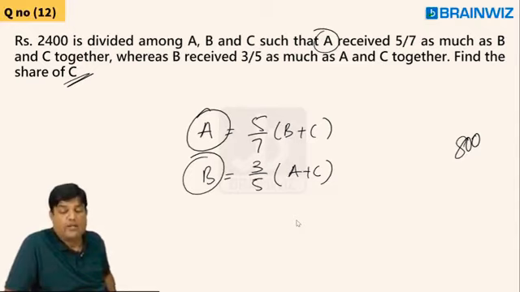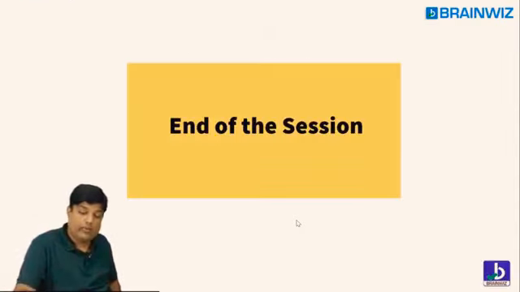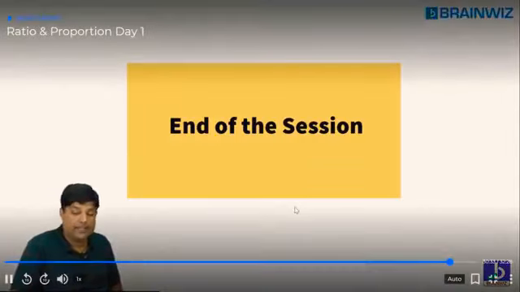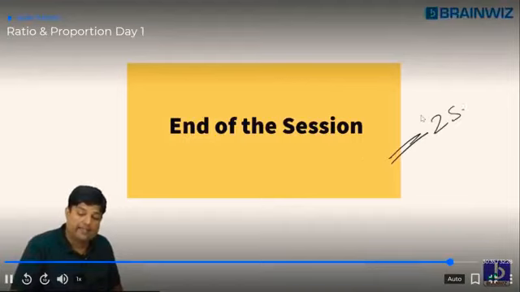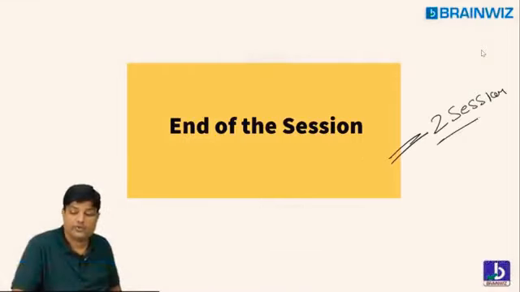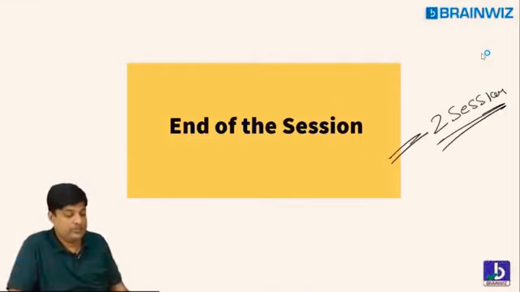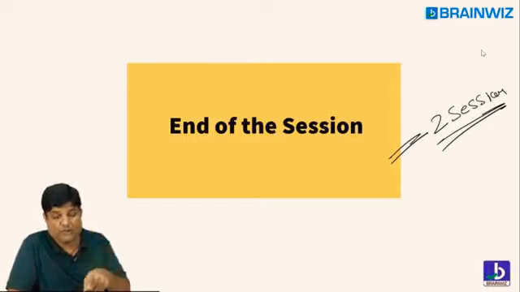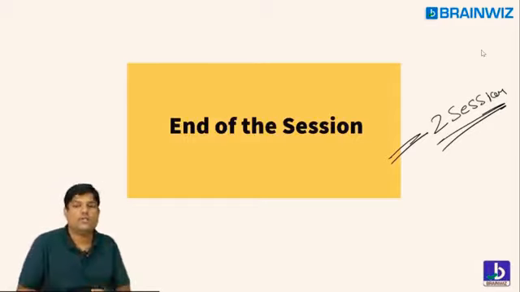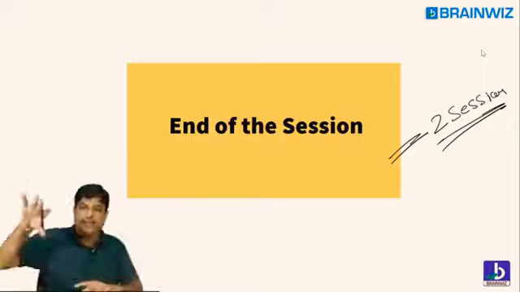Okay. With the help of this, the session ends, and tomorrow we'll catch you in the second session of ratio and proportions. One session will not be sufficient. One is sufficient for partnership, not for ratios. In ratios, we have to do a lot of milk, water, income, expenditure.